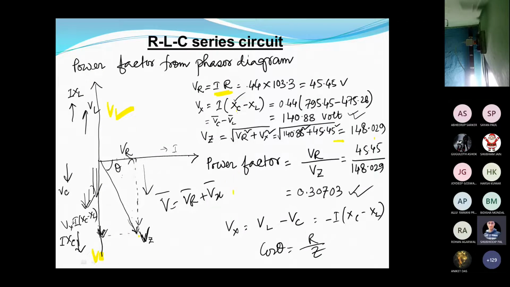How to calculate the power factor? Cos theta is equal to base by hypotenuse, so VR by VZ. You are calculating this one. All right, students, in this way you will have to do the calculation for all the others.